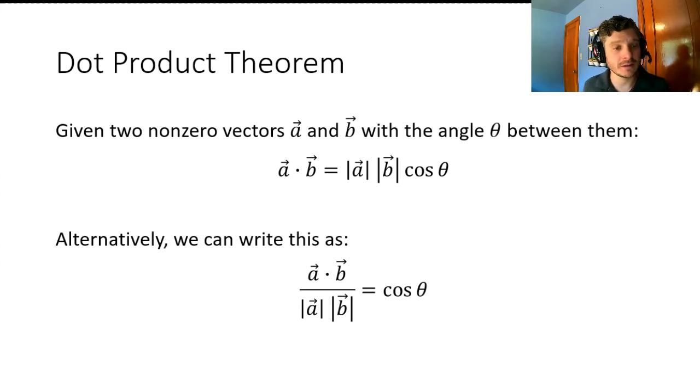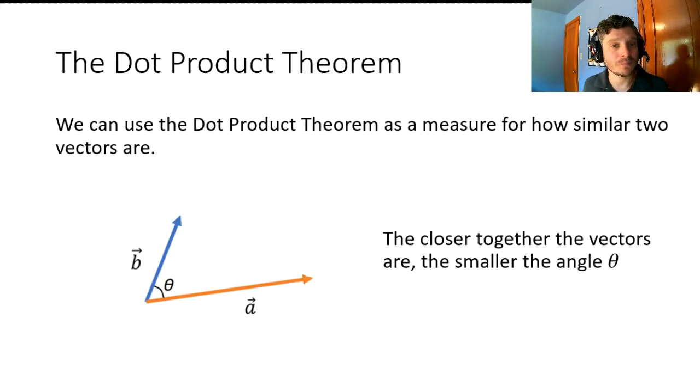We could also solve for the cosine of theta, so that the dot product of those two vectors divided by the product, or multiplying their magnitudes together, gives you that angle theta. Now, again, remember this works no matter how many dimensions we're talking about. Now, why would this be useful? Well, I can use this dot product theorem to actually measure how similar two vectors are.